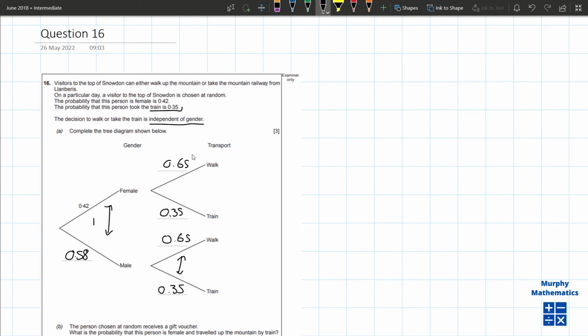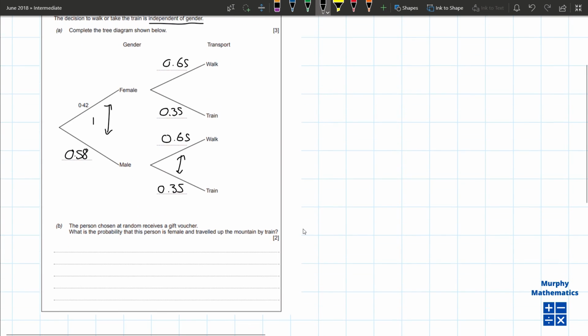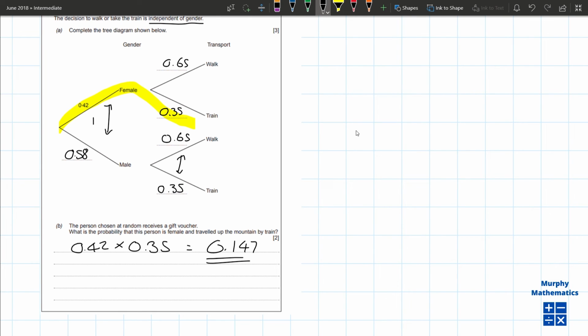0.65. And that's it. Then it says the person chosen at random receives a gift voucher. What is the probability that the person is female and travelled up the mountain? So female would be 0.42 and travelled by train is 0.35. So we'd have 0.42 times 0.35, and putting that into your calculator, is 0.147. That's your answer.